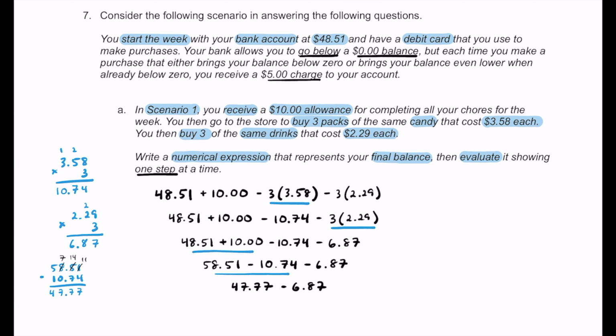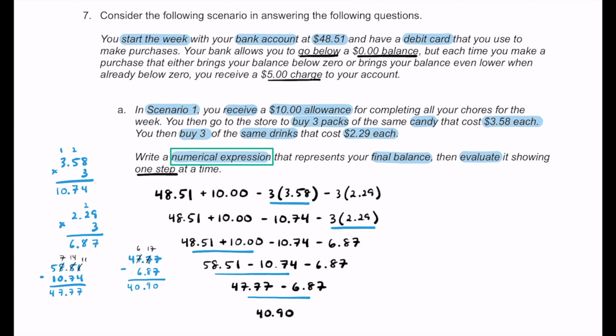Okay, so let's do one more subtraction problem here. So we have $47.77. We're gonna take away this $6.87. All right, so 7 minus 7 is 0. Looks like we need to do some borrowing again. So the 7 becomes a 6. This 7 is really 17 now. 17 minus 8 is 9. And then 6 minus 6 is 0, and 4 just comes on down. So it looks like when we buy these 3 drinks at the end, we're going to end up with this $40.90 at the very end.